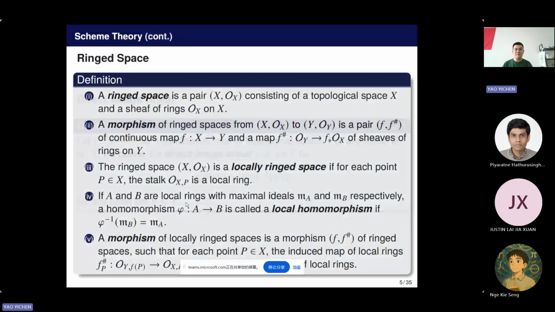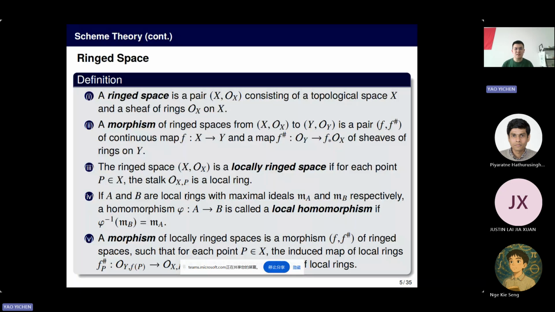And then we define what is a ringed space, because later when we define a scheme, we define its morphisms and isomorphisms by these morphisms of ringed spaces. Basically, I'll skip 1, 2, 3, and the main part is what is a local homomorphism. It is a homomorphism between two local rings with maximal ideals m_A and m_B, and it is a local homomorphism if phi inverse of m_B equals m_A.